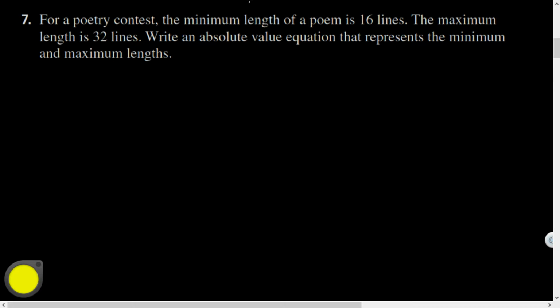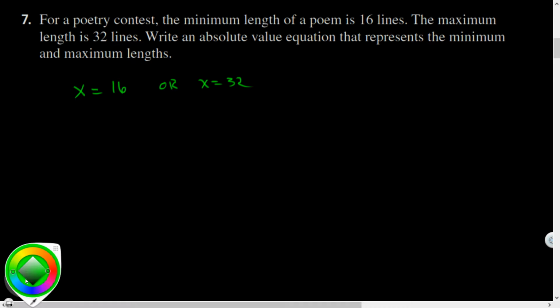For a poetry contest, the minimum length of a poem is 16. The maximum is 32. So I could view those as like my solutions. X is equal to 16 or X equals 32. They want the absolute value equation. So what will B equal?